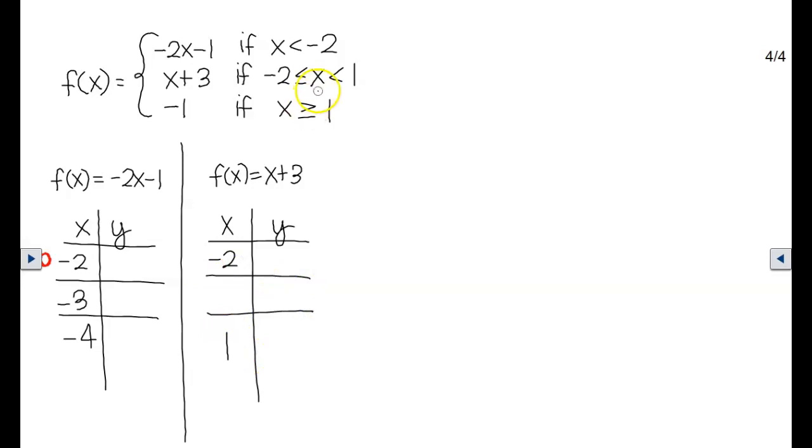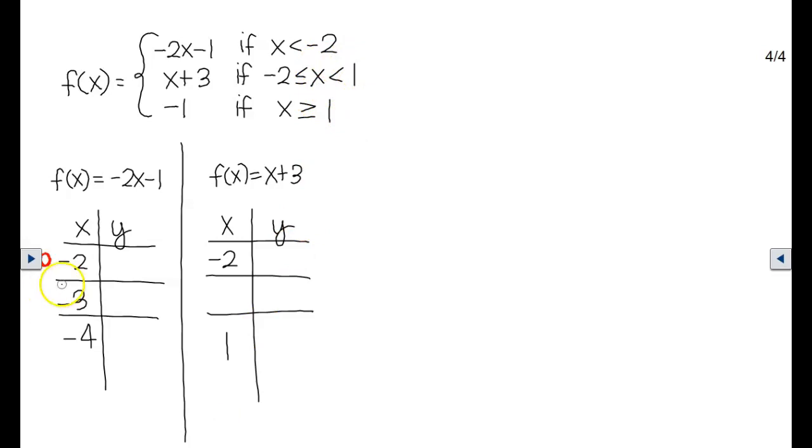Because notice where x is. x has to be between negative 2 and 1. Negative 2 has to be smaller than x, which means x has to be bigger than it is. x also has to be smaller than what 1 is. So I've left us a space there in the middle. That domain provides 2 of our numbers.